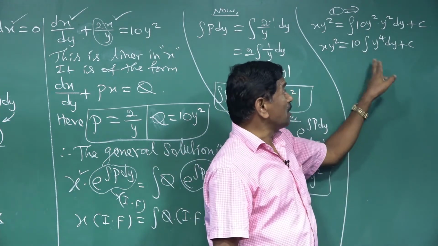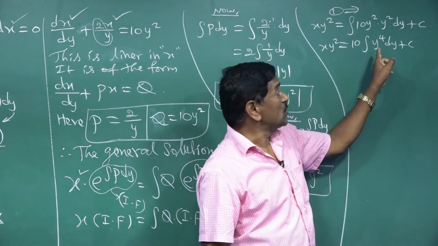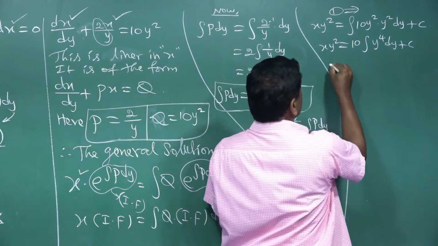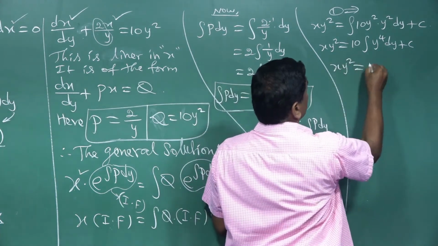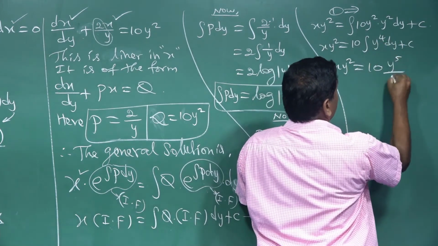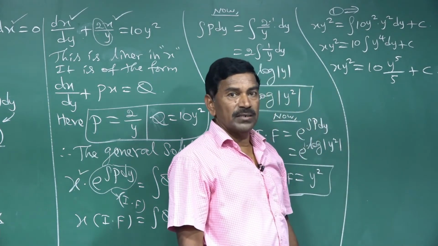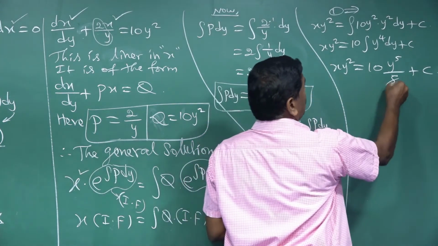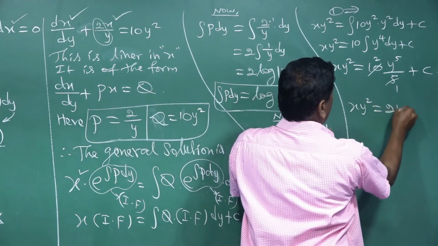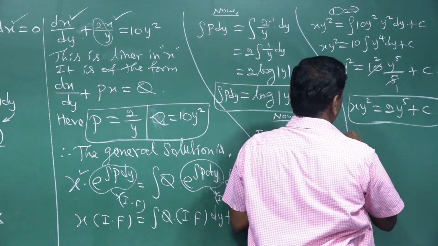Because it is of the form integral x power n into dx equal to x power n plus 1 by n plus 1. So the integration of y power 4 is y power 5 by 5. That is xy square is equal to 10 into y power 5 by 5 plus constant c. Now simplification: 1 5 is 5, 2 5 are 10. That is xy square is equal to 2y power 5 plus constant c. So this is the required answer for the fifth question.